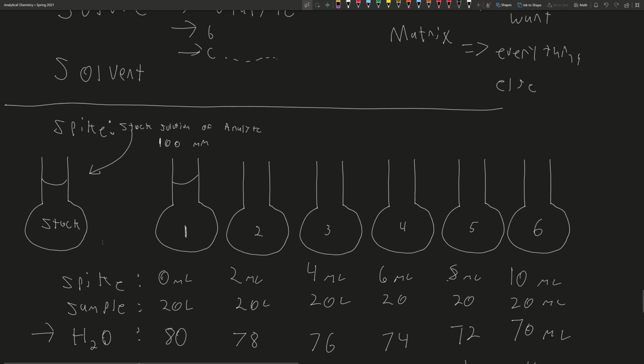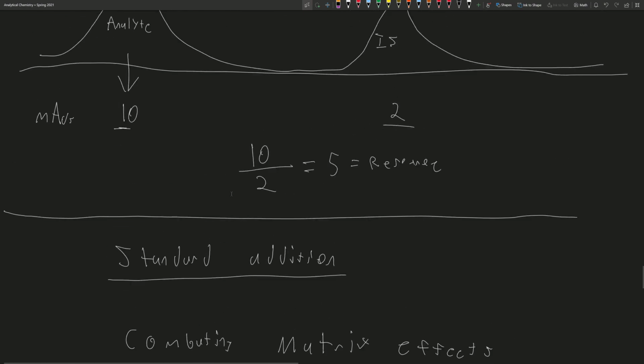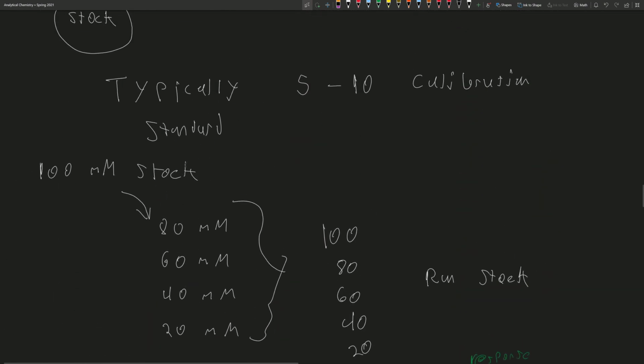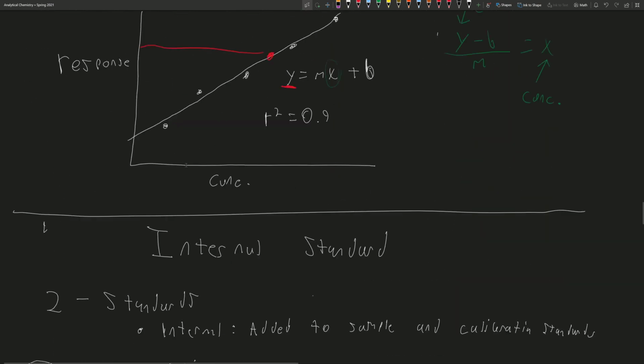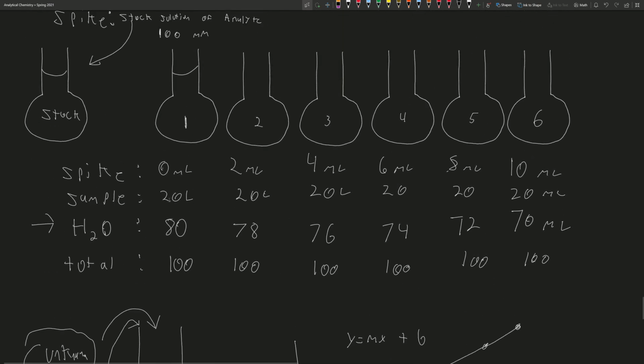So the idea here is we're going to create 6 solutions. Each of these solutions is going to contain a varying amount of our spike. In the same way that we created solutions up here for the internal standard and the external standard, we're going to create solutions in the exact same way for the spike. So in this one, we used 2, 4, 6, 8, and 10. The only difference is we're going to have one of these spikes be 0.